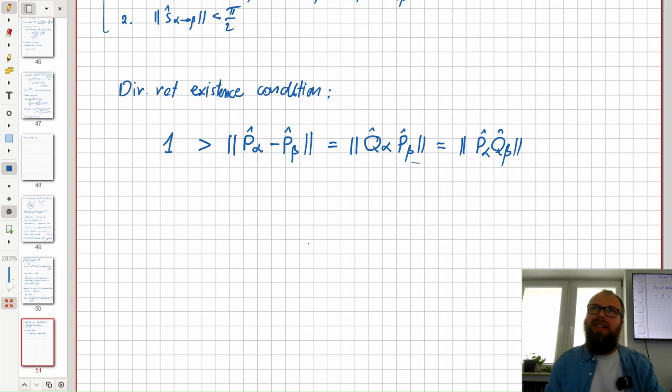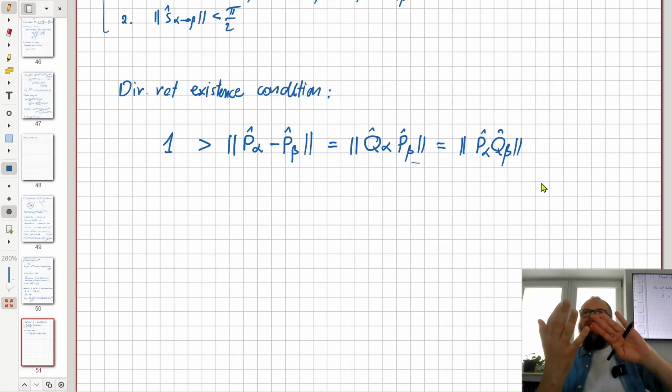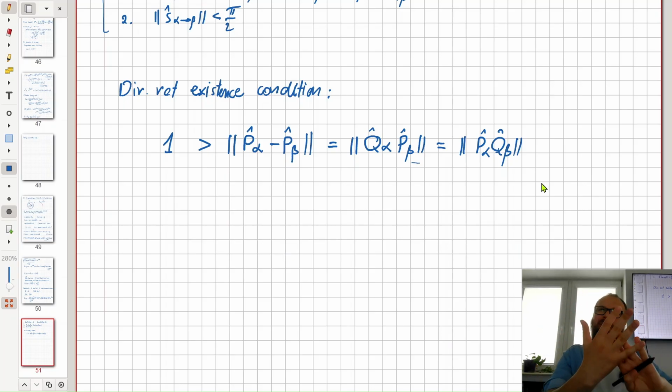Okay, so you have those three operators that will have the same norm, and it must be smaller than 1. As it turns out, this condition means that no vector in the beta subspace is orthogonal to any vector in alpha subspace. So all vectors in subspace alpha are non-orthogonal to vectors in subspace beta. Basically, everything overlaps, kind of.